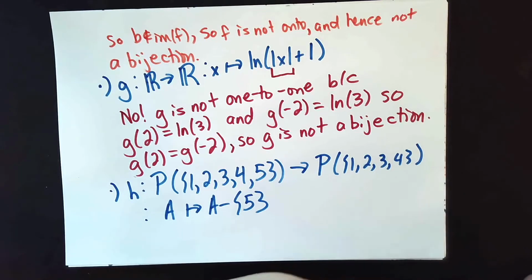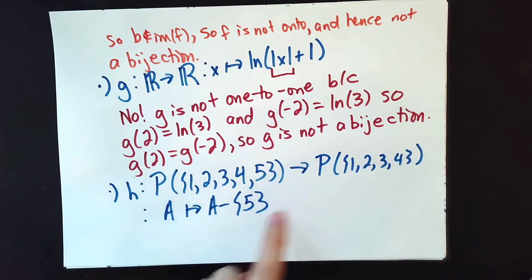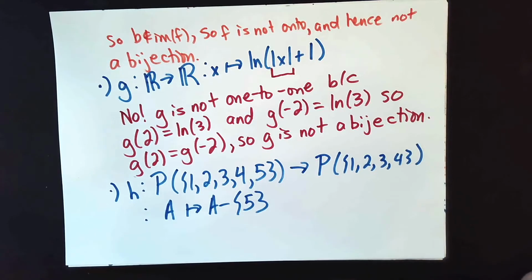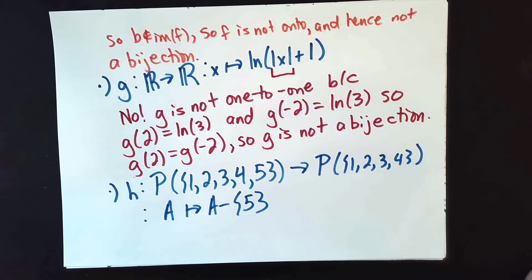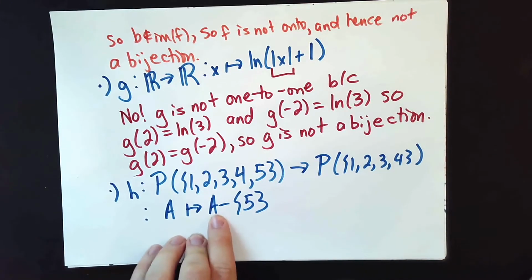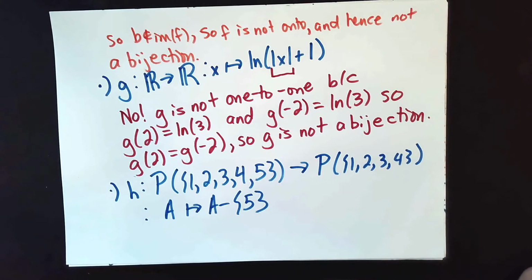So what's happening here is I'm starting with a subset of the numbers 1 through 5. It could be all of them, or none of them, or anything in between. And then what I'm doing is I'm taking 5 out. What if 5 is already not in the set? Well, great. I just keep it out.